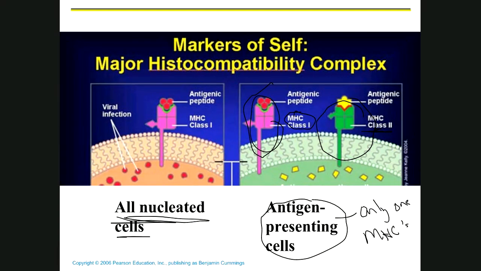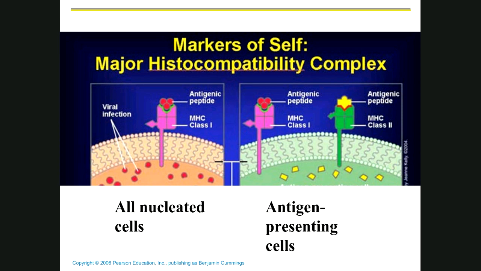So that's how we tell self, by these markers. And if a cell doesn't have the marker, or if something has happened to the marker, then we know that there's something wrong with the cell, and we can destroy the cell or get rid of it. We'll see that again a little bit later on too.